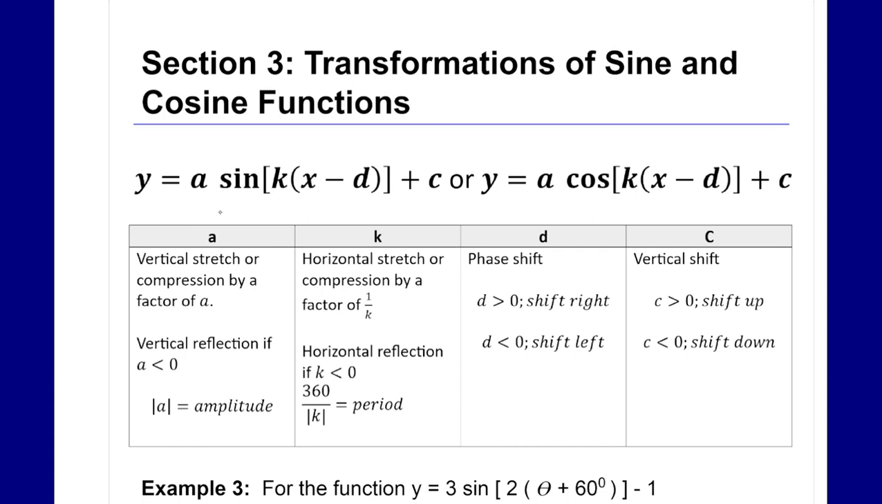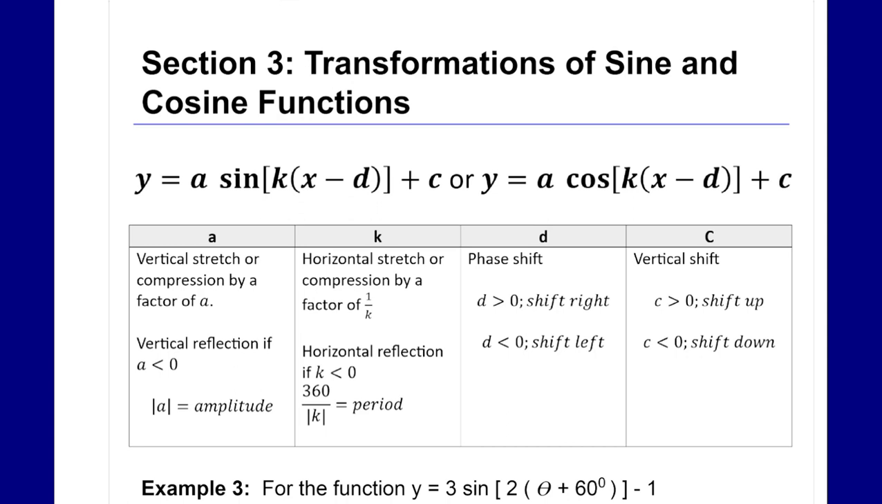y equals a sine k bracket x minus d bracket plus c, or y equals a cosine k bracket x minus d bracket plus c. So again, the same kind of general formula with the same variables, just sine or cosine. And those values mean the same thing, right?